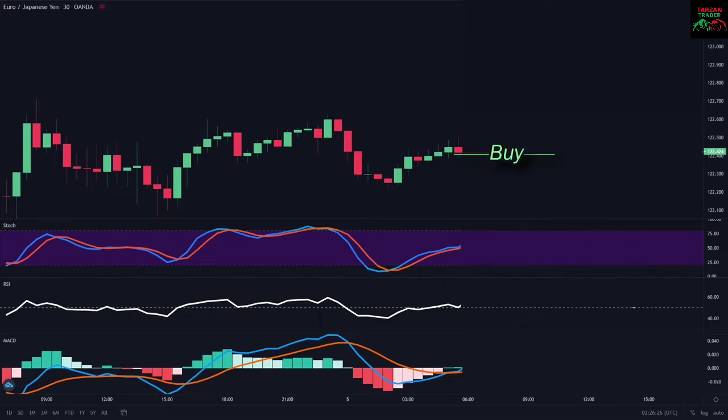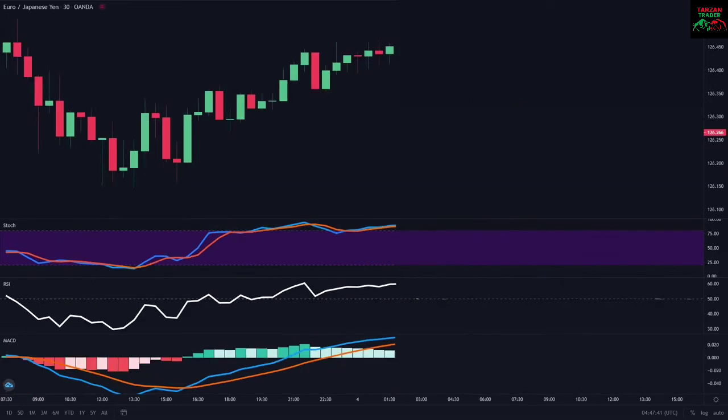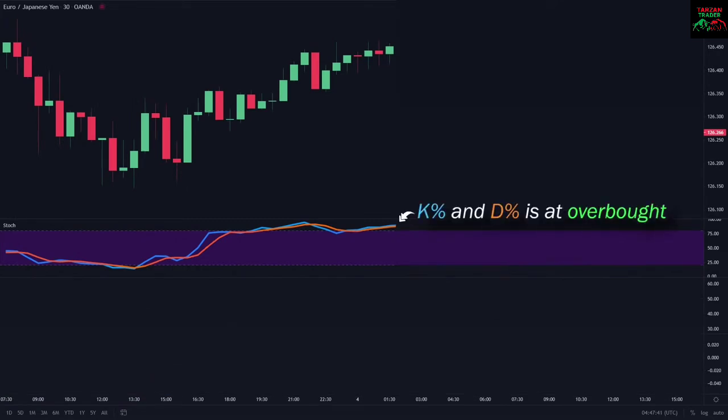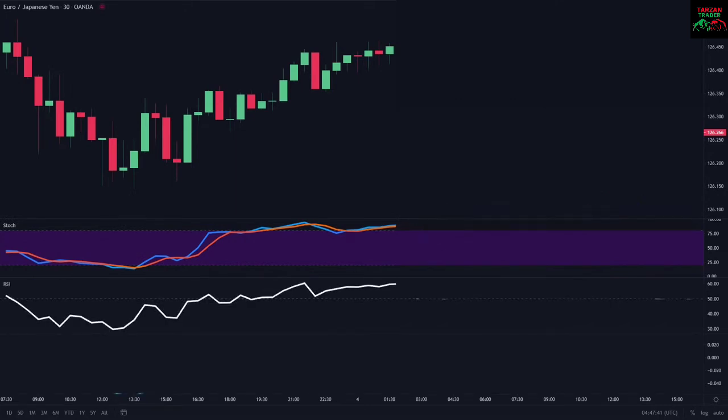Now for your stop loss, you place it below the nearest swing low and set your profit target at 1.5 times your stop loss. Let's look at another example. In this chart, we can see that both of the K and D lines are at overbought, meaning we're going to take a sell position. Then, you want to confirm the downtrend by making sure that the RSI is below the middle line.